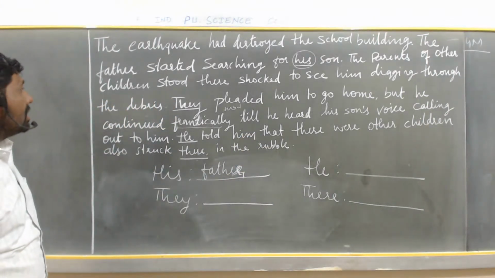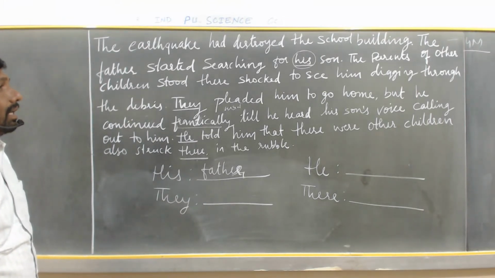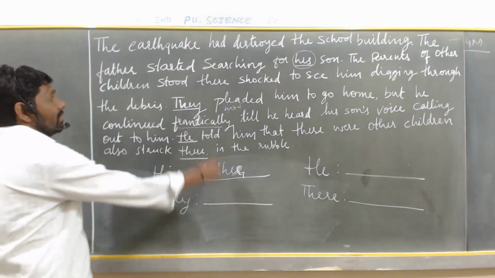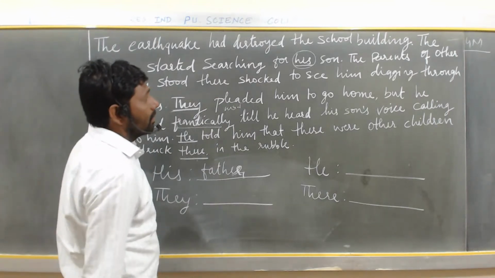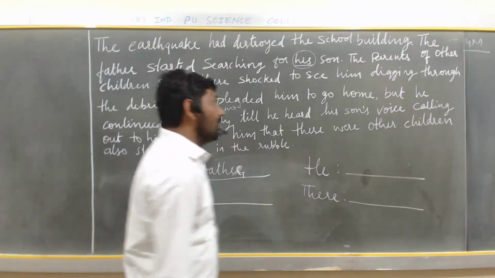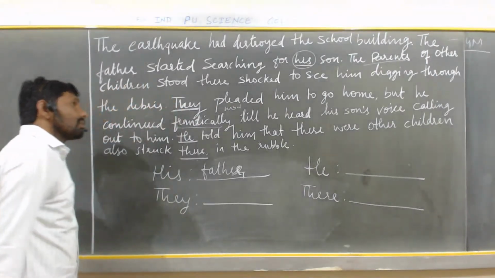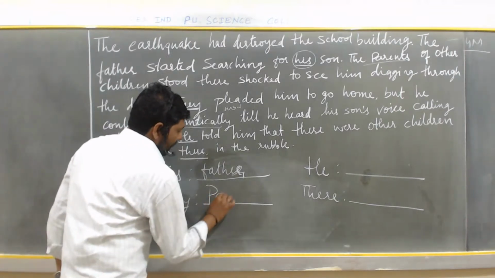Next, the parents of other children stood there shocked to see him digging through the debris. The other children's parents were also there. They were shocked to see him digging through the debris. They pleaded. The they here is a plural pronoun, so that they is used. The plural noun is parents. So this they refers to parents. So they means parents.